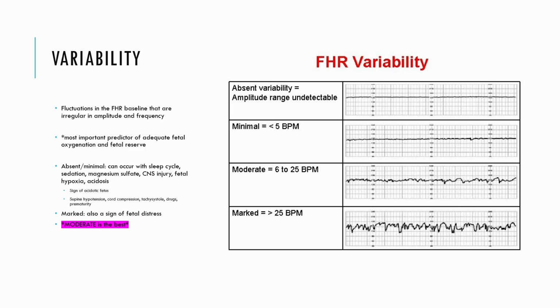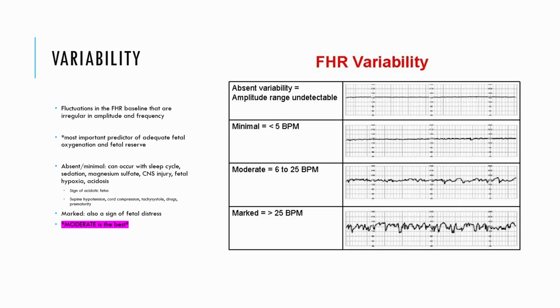Absent and minimal variability can occur with a sleeping baby, with sedation. So if we've given mom some sort of fentanyl or something like that, it can cause a sleepy baby. Magnesium sulfate, CNS injury, fetal hypoxia, and acidosis. Other things would be supine hypotension, cord compression, tachysystole, drugs, or prematurity. So it's not a good sign, okay? Again, it's telling us that we're running out of oxygenation and our fetal reserve tank is almost on E.